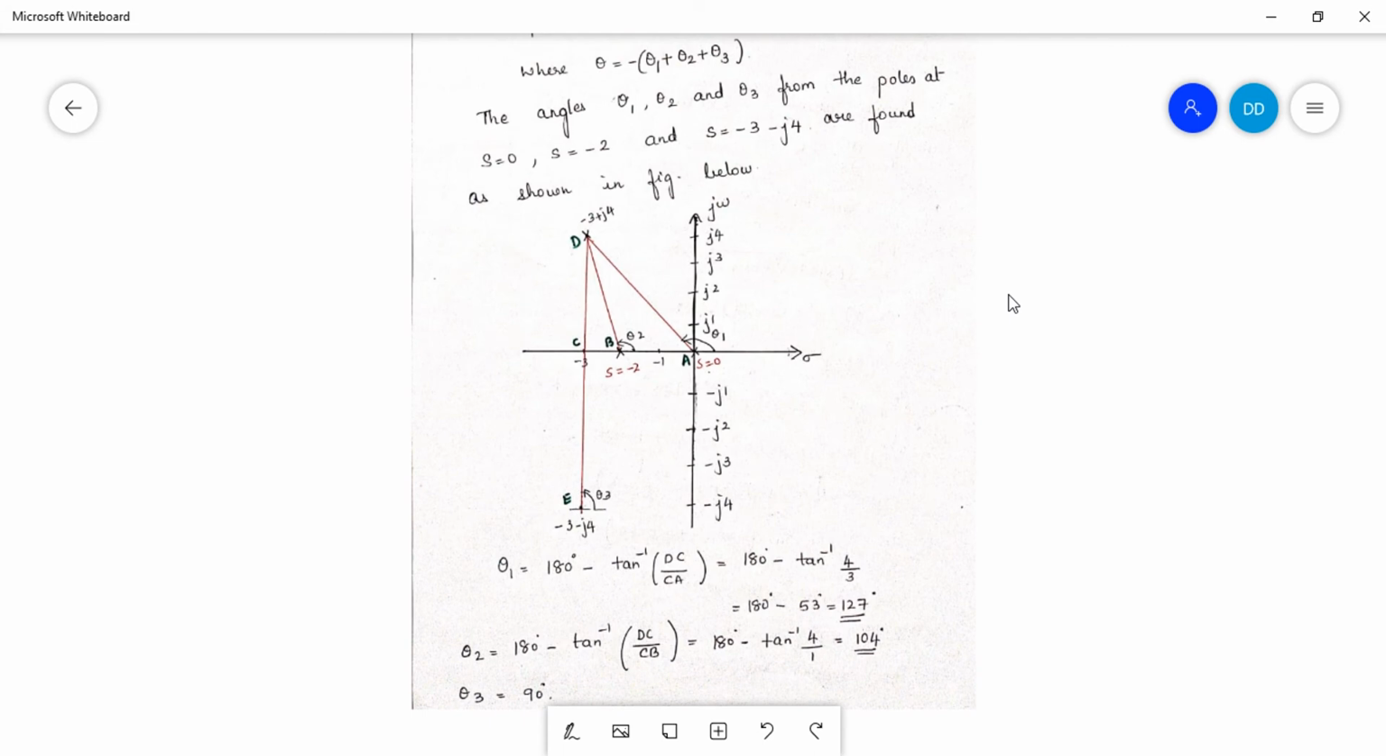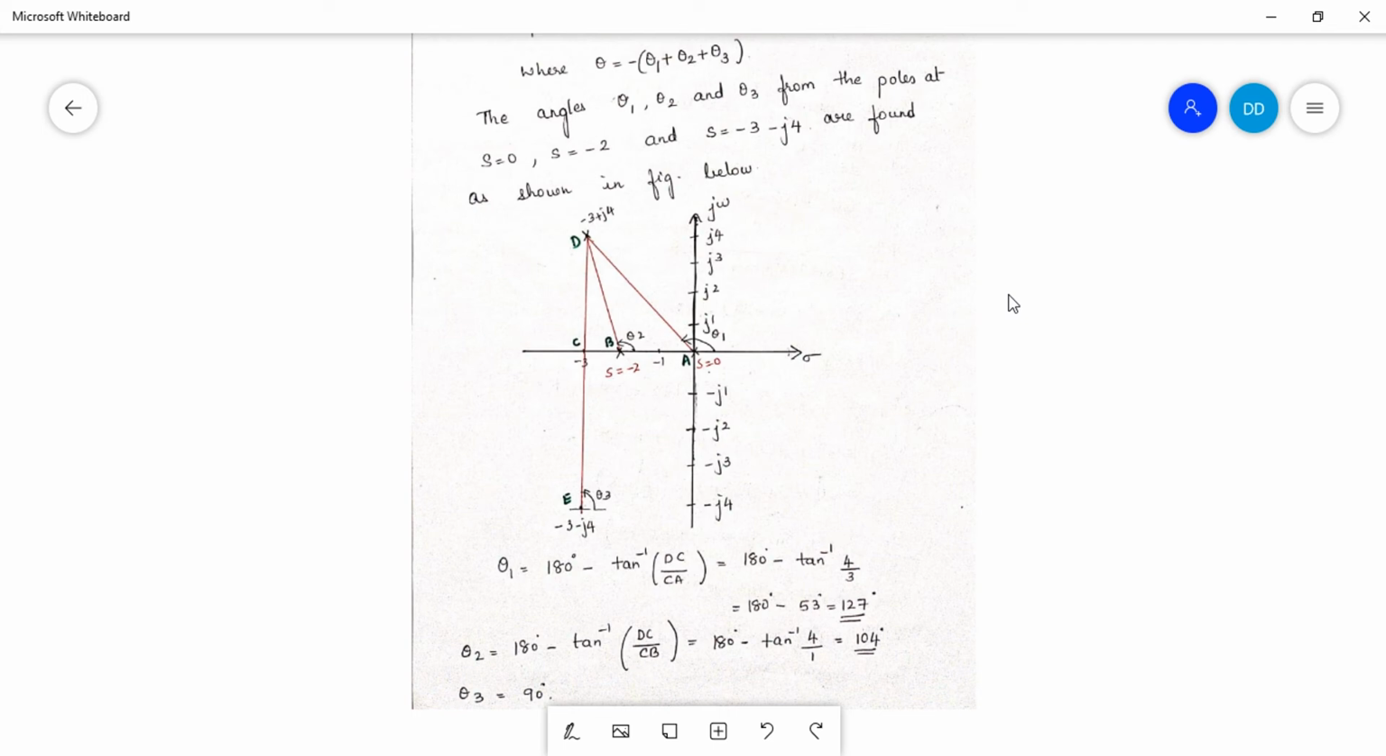Theta 1 is the angle made by the pole located at s equal to 0. So theta 1 is equal to 180 degrees minus tan inverse of DC divided by CA. DC is j4, so the value is 4 units, divided by, along the real axis it is minus 3, so 3 units. 4 by 3 gives us 53 degrees. So 180 degrees minus 53 degrees gives us 127 degrees.